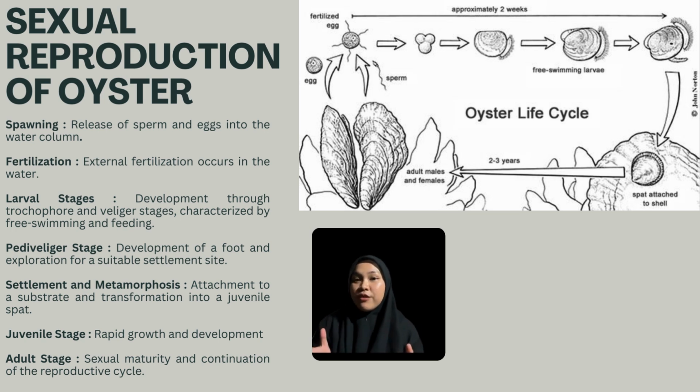We're almost done with the life cycle of oyster. Are you still with me? Okay, let me continue to explain the next stage, which is the juvenile stage. This stage involves significant growth and development as the oyster prepares for adulthood. Alright, last but not least, an oyster reaches sexual maturity within 1 to 3 years. As adults, oysters can produce offspring, continuing the life cycle.